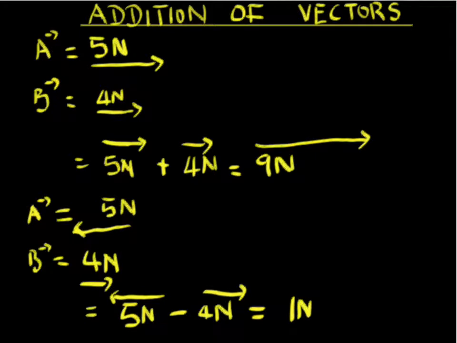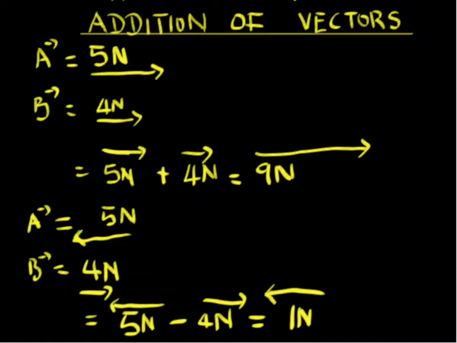It's worthy of note that the direction of this vector would go towards the west. Why is it going towards the west? Because the 5 Newton is a larger vector. This is how we can do some simple additions of vectors.